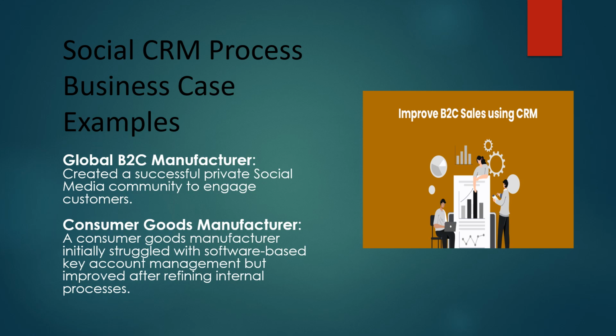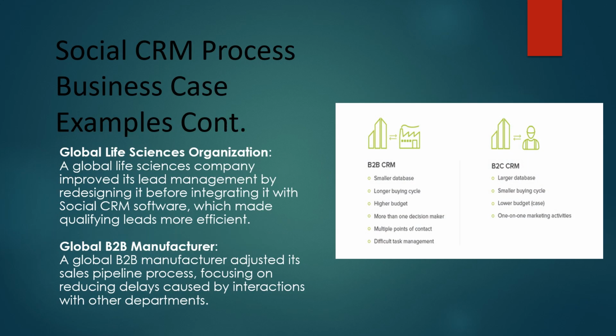Globe Life Science Organization. This organization faced delays when managing leads, so they restructured their process. They started prioritizing leads based on urgency and automated how they would qualify them. This helped them reduce delays and made it easier to follow up on leads efficiently. Globe B2B manufacturer. For this one, they improved their sales pipeline by addressing inefficiencies between departments and reducing the time it takes to close deals.